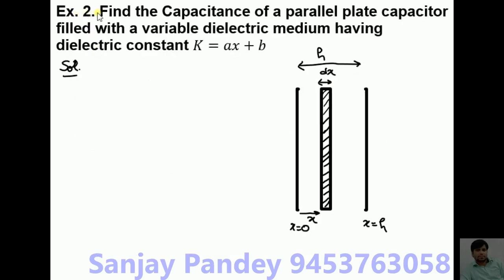Now second problem is find the capacitance of parallel plate capacitor filled with variable dielectric medium having dielectric constant K is equal to ax plus b. Here is a parallel plate capacitor. A is the area of plate and h is the separation between the plates.